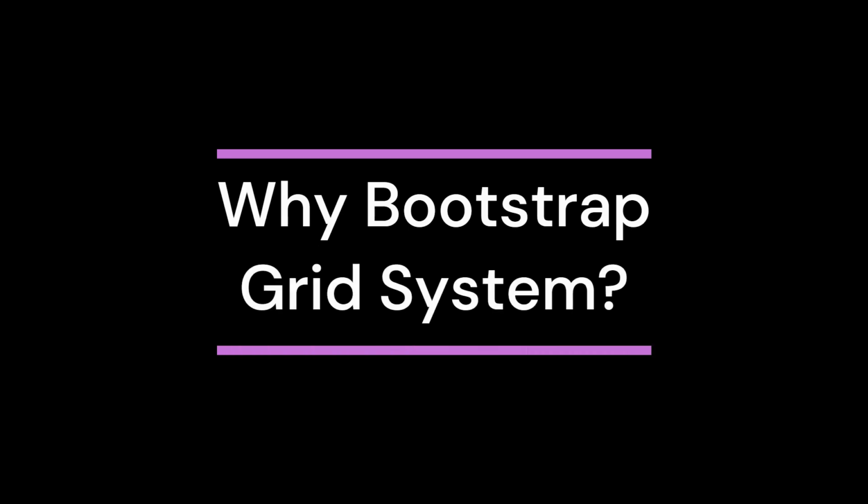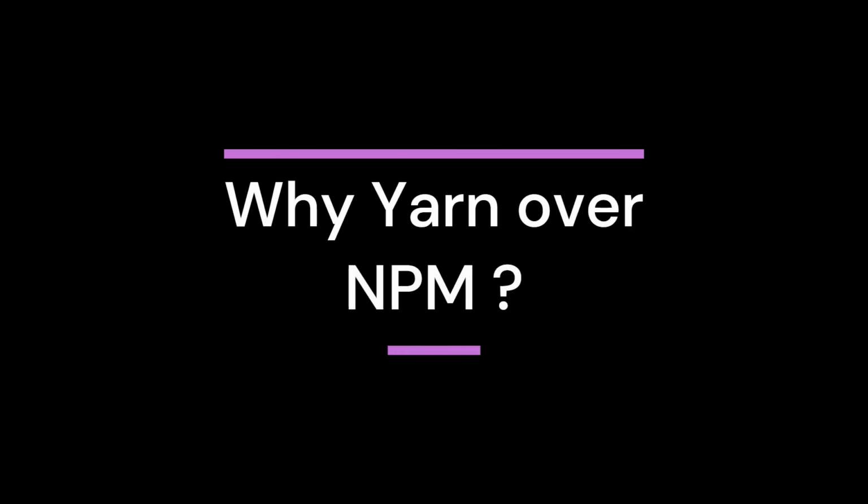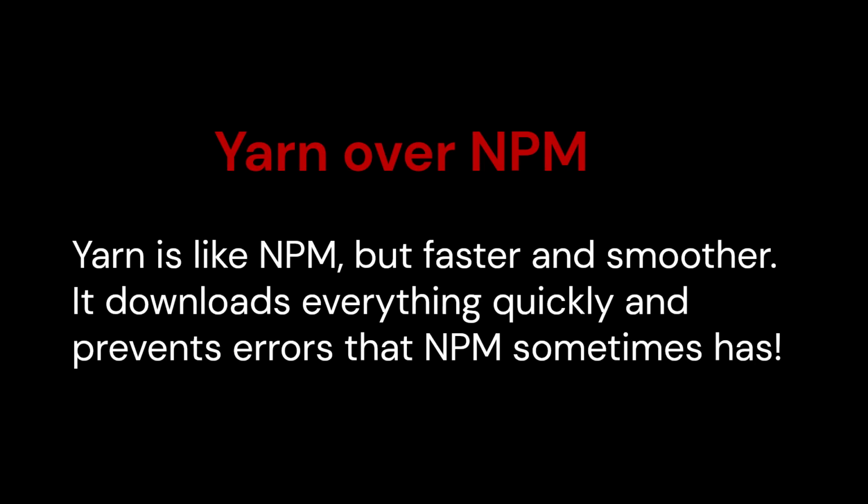Why Bootstrap grid system over Bootstrap? Bootstrap grid helps us make websites look good on all screens, big or small, without writing a lot of CSS. It automatically arranges things perfectly. Yarn is like NPM but better. It downloads things faster and avoids errors that NPM sometimes has.